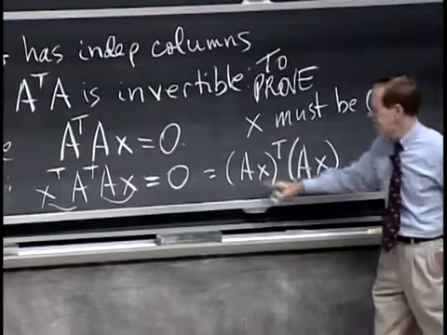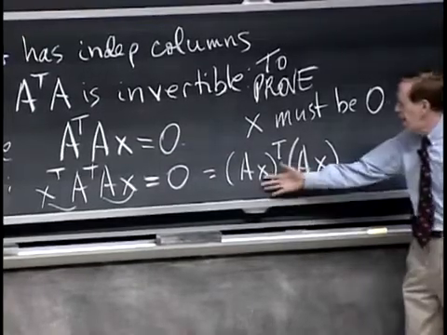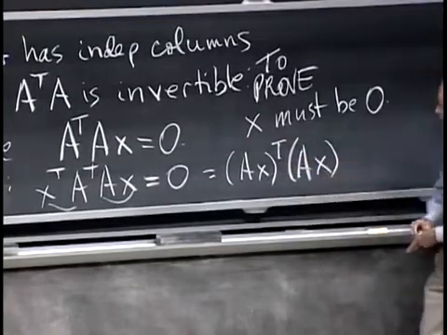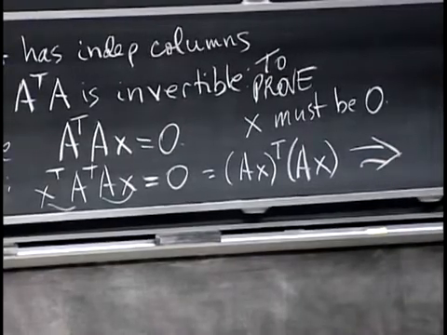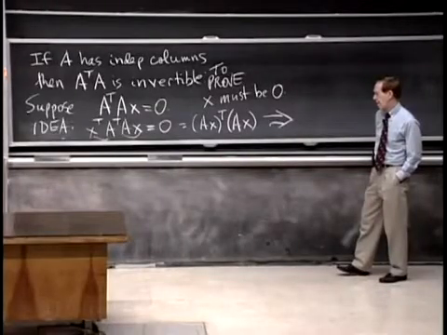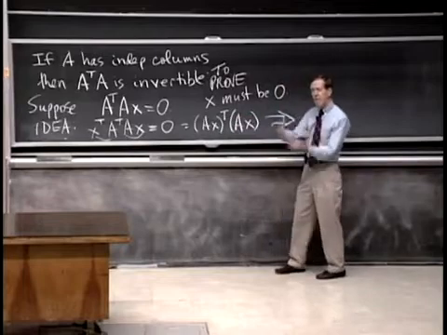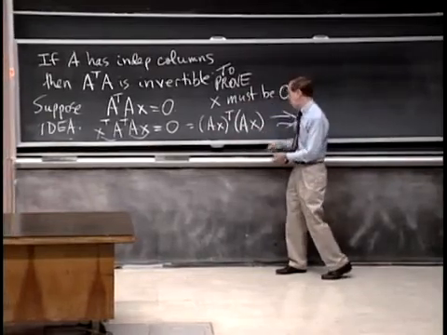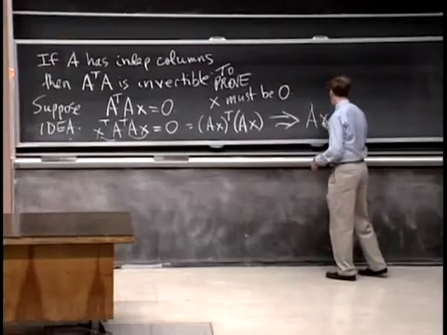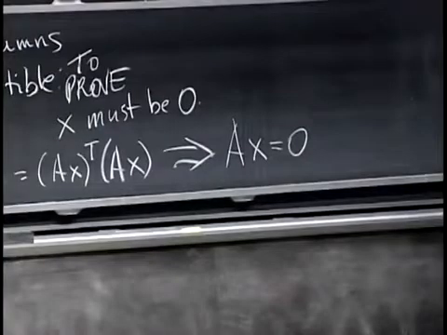Now, if Ax transpose Ax, so let's call it Y, if Y transpose Y is 0, what does that tell me? That the vector has to be 0, right? This is the length squared. That's the length of the vector Ax squared. That's Ax times Ax. So I conclude that Ax has to be 0. Well, I'm getting somewhere.